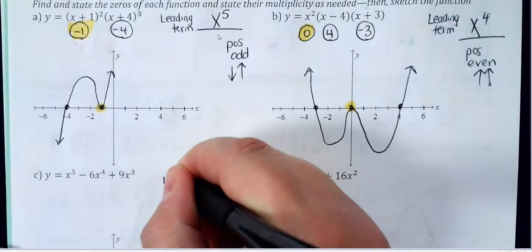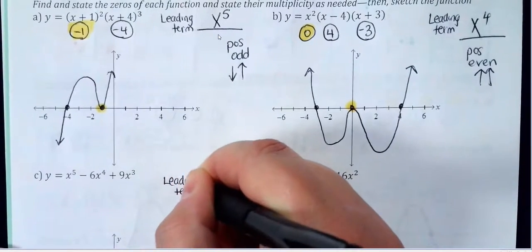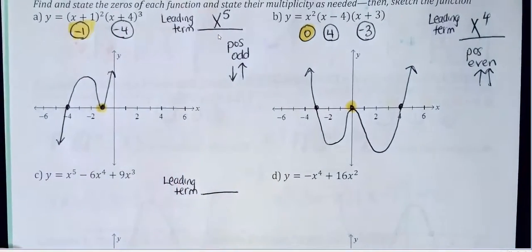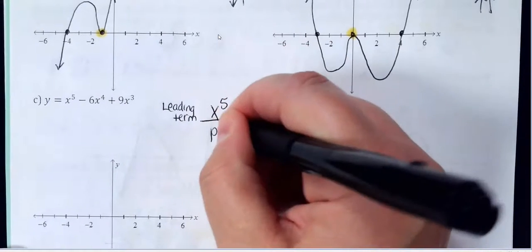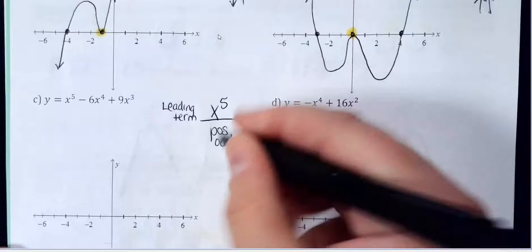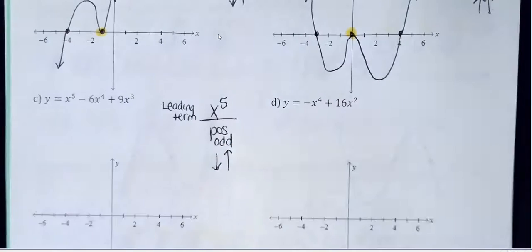Now, this is actually super easy. My leading term, if it's in standard form, I can literally just see it because it's all multiplied out. This would be x to the 5th. So this is going to be positive and odd. So I know it's going to go down at the beginning and up at the end.